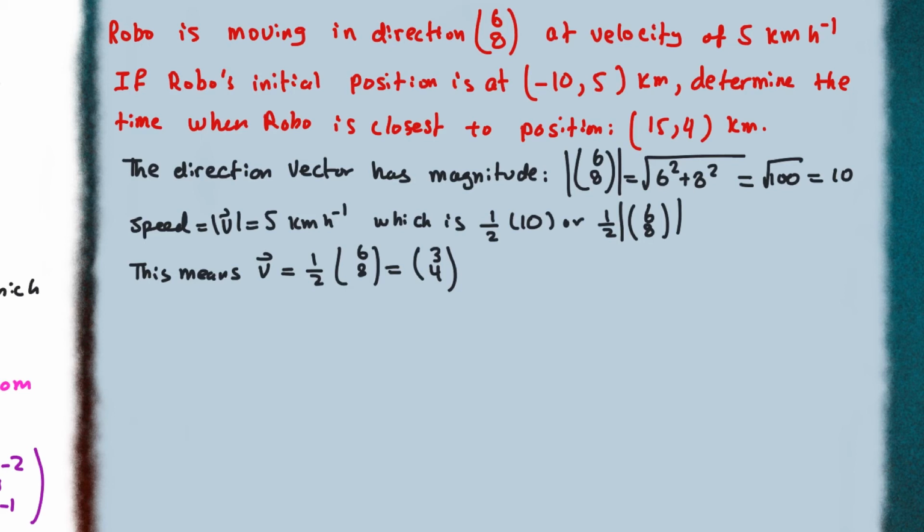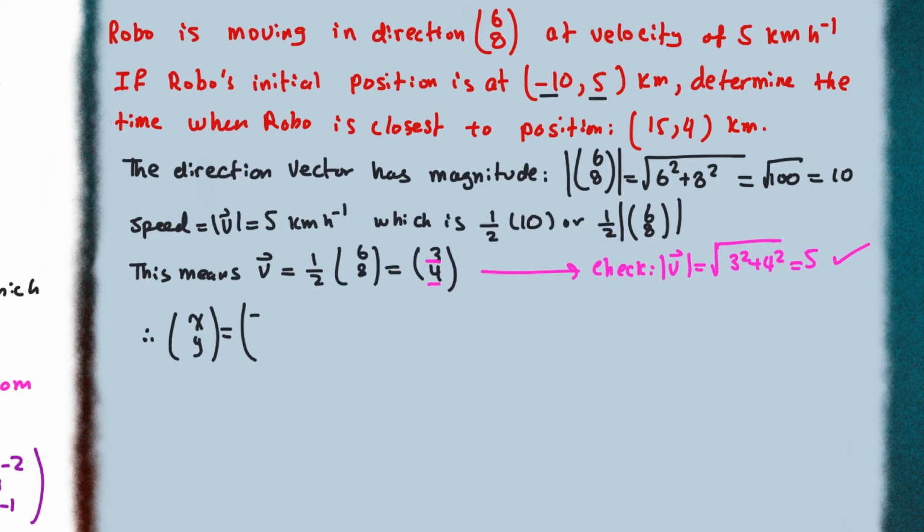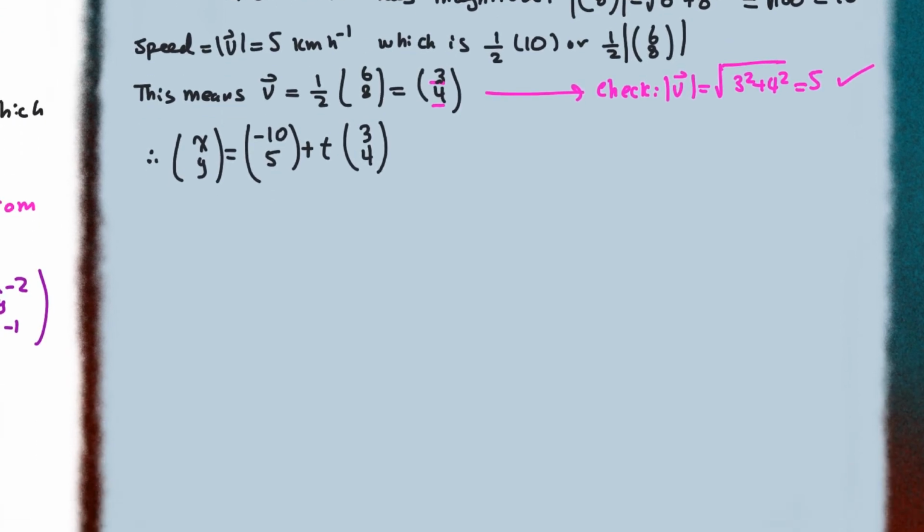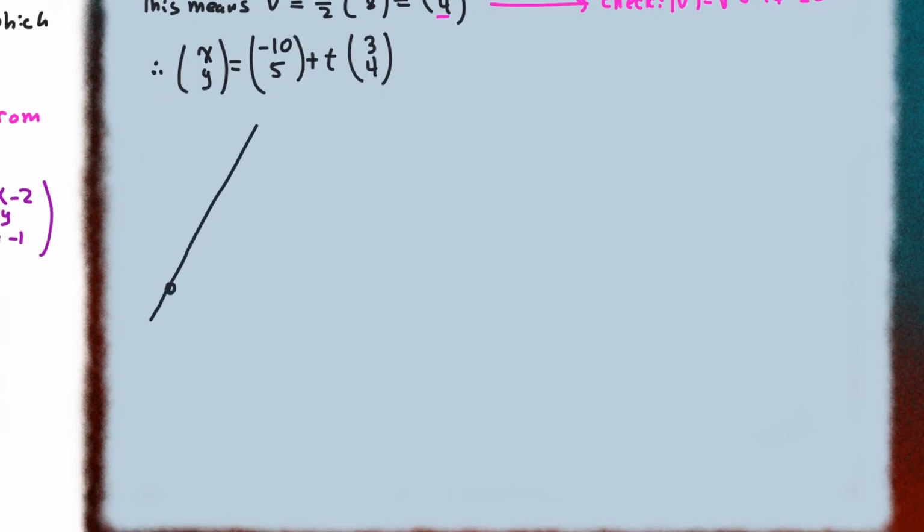We can check this also. To get the speed here, we will take the x component squared plus y component squared and take its root. That's root of 3 squared plus 4 squared, which is root 25 or 5 kilometers per hour, which is consistent with our speed. Now that we have this, we know that the line that Robo is traveling on can be defined as (x, y) equal to (-10, 5), which is its initial position, plus t times the velocity vector, which is (3, 4).